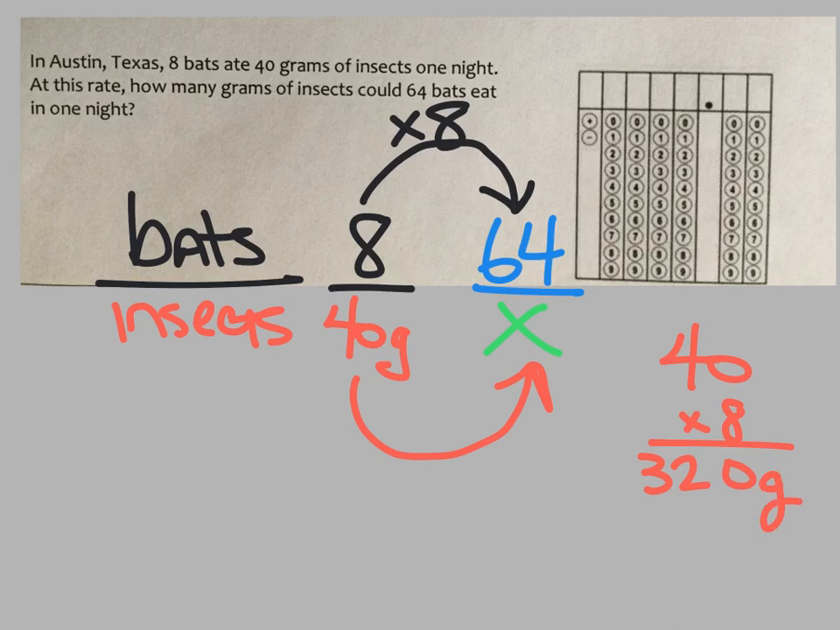Now all we need to do is take our 320 and correctly place it in the griddable, completing the circles 3, 2, and 0. Should I choose to put zeros after the decimal, and I don't have to, but if I do, I should fill in those bubbles as well.